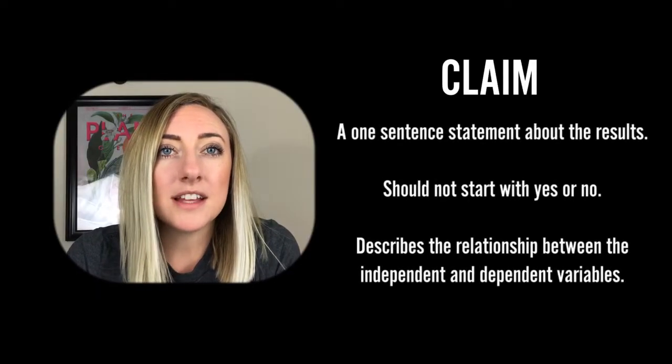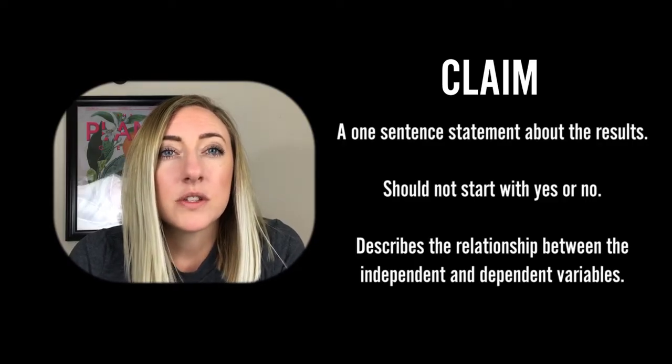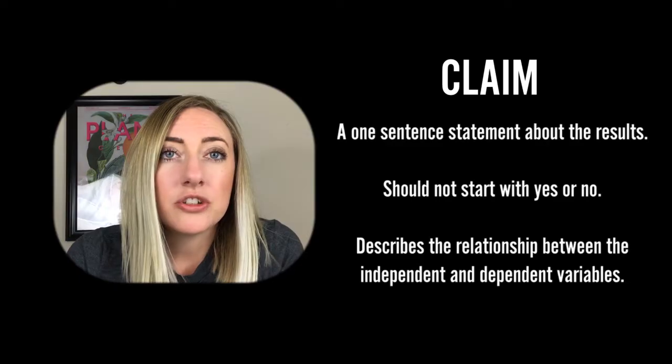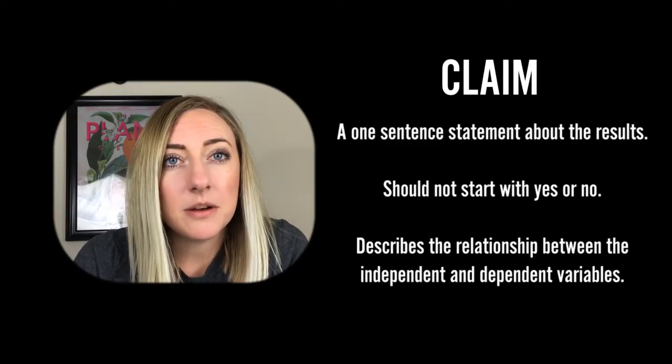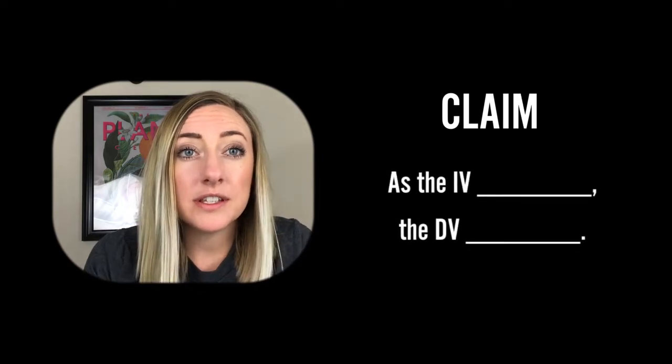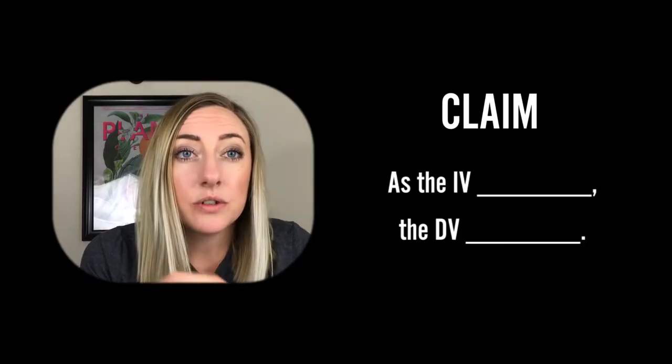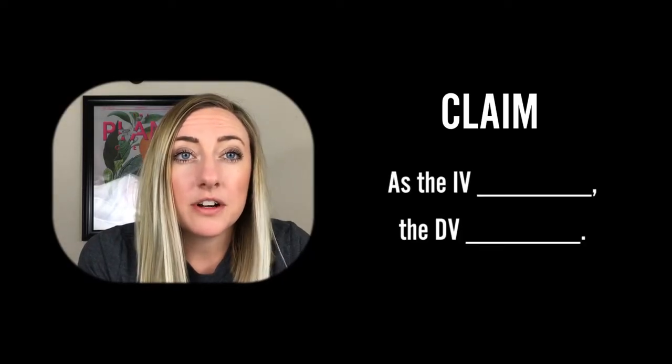A claim is a one-sentence statement that describes the results of an investigation. So it's not using yes or no, but it should describe the relationship between the independent variable and the dependent variable in an investigation. If you get stuck with how to start your claim, try using the format: as the independent variable increases or decreases, then the dependent variable increases or decreases. This will help you get started with your claim.